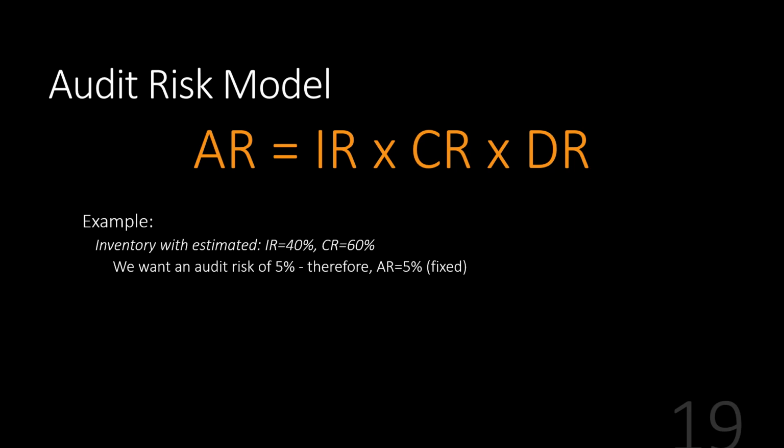So if we want audit risk to equal 5%, well, we've got our formula there, and we can basically plug in and solve for detection risk and figure out how to perform our audit. In this case, the audit detection risk ends up being around 21%.